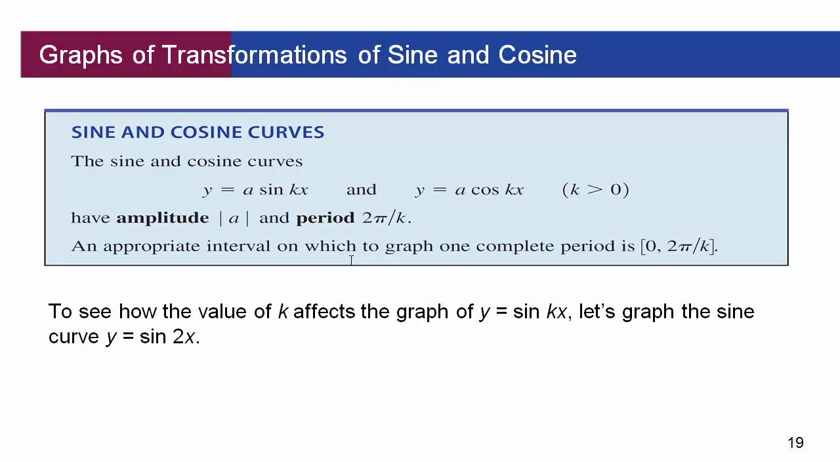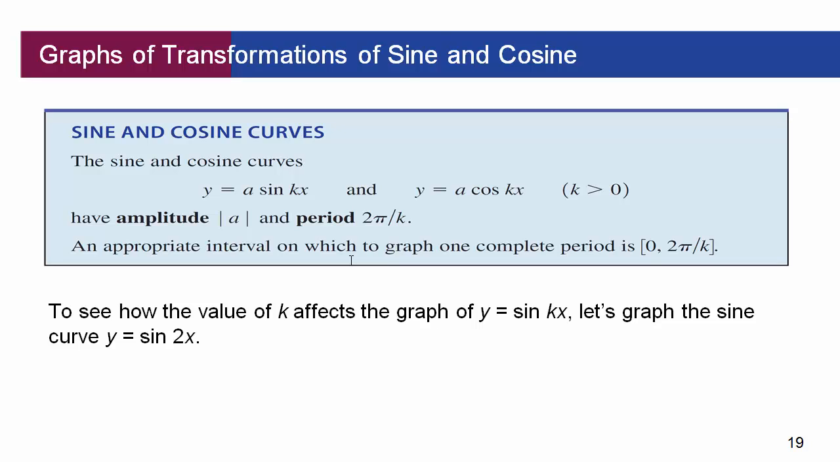So that's why you just take the absolute value, because you just talk about it as an absolute height. And then the new period of the function is always going to be the original period divided by k. And I like to say that instead of 2 pi divided by k, because 2 pi divided by k only works for sine and cosine, because those are the only two functions we're talking about right now that have a period of 2 pi.